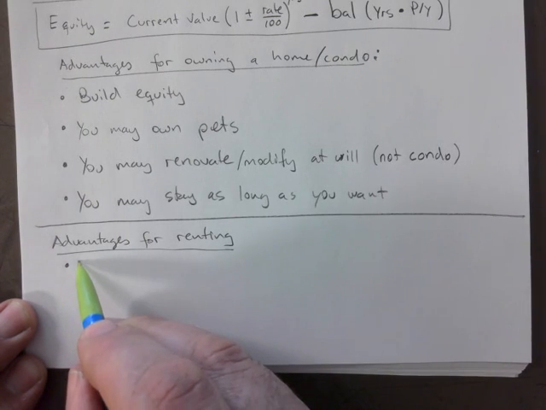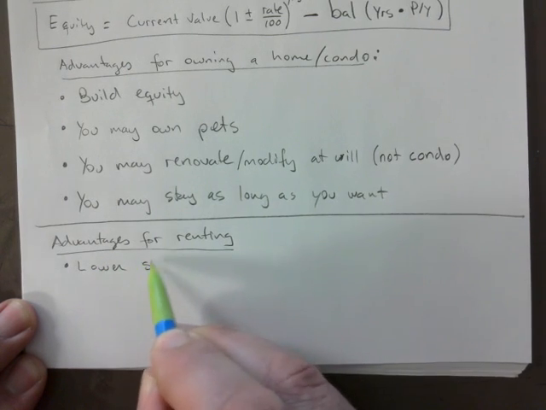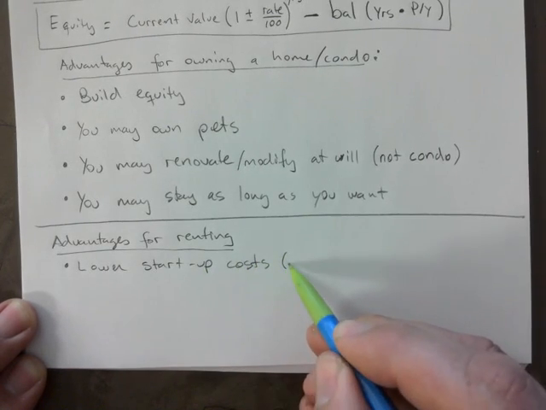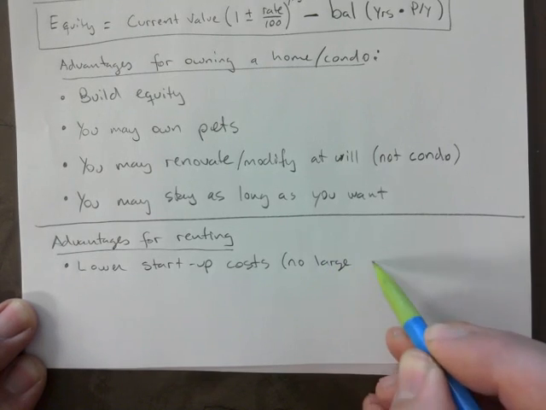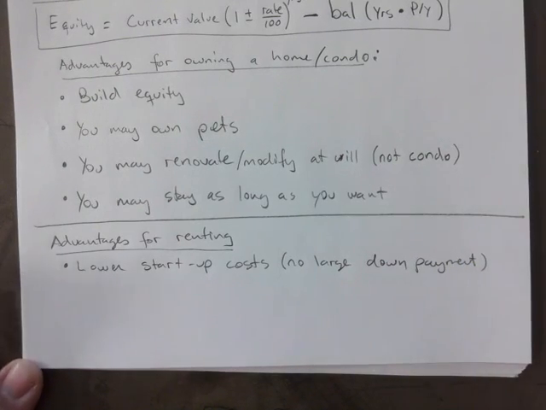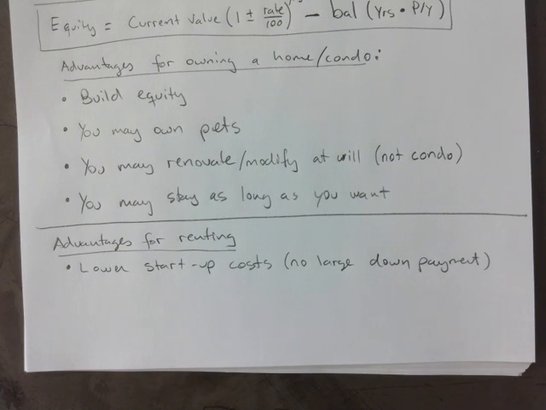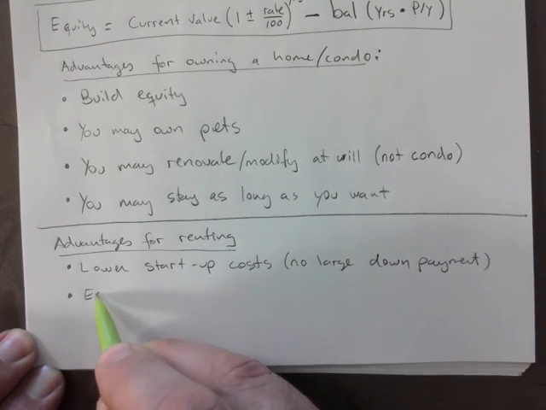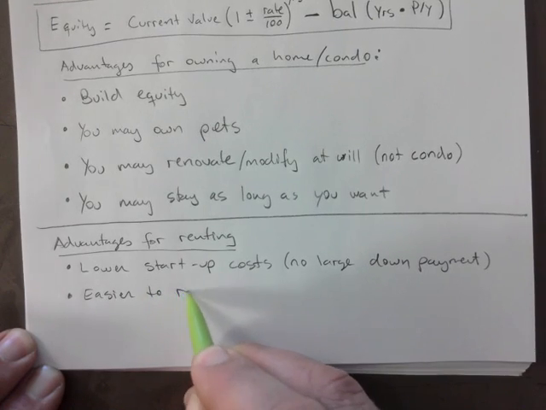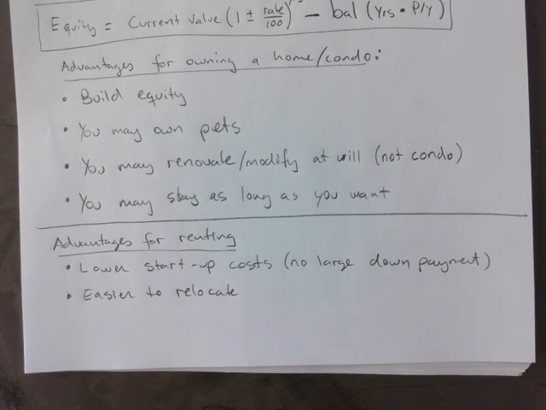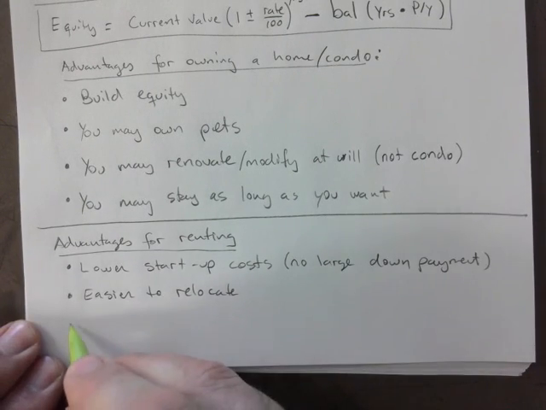There are lower startup costs. No large down payment required. You may have to put a deposit down, but compared to a down payment for a house, it's very little. Okay. It is easier to relocate. It's not like you can just leave, but it is much easier than putting your house up for sale, having lawyers involved, all of that, right? So it's easier to relocate.